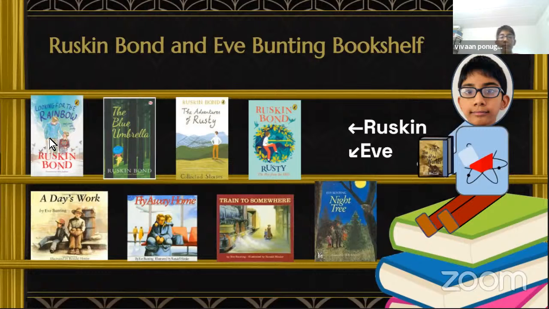So Ruskin wrote Looking for the Rainbow, The Blue Umbrella, The Adventures of Rusty, and Rusty, the Boy from the Hills. These are just 4 of his very famous books, and he wrote a lot more. They're interesting plots about realistic stories. Then Eve Bunting wrote A Day's Work, Fly Away Home, Train to Somewhere, and The Night Tree. And again, these are also 4 of Eve Bunting's very famous books.